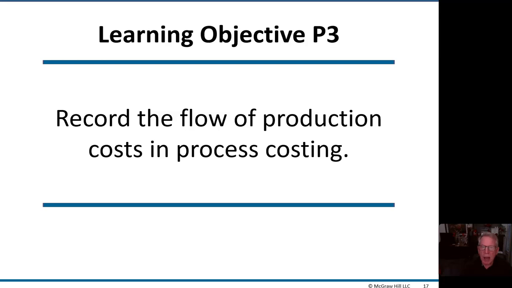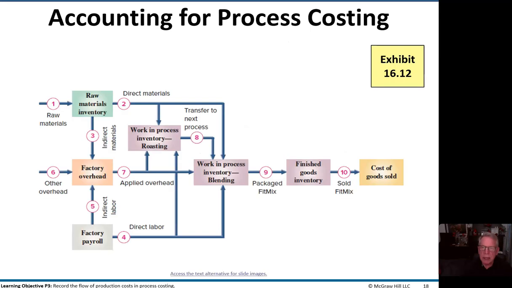Now, let's take a look at the flow of production costs in the process costing system. Here is an example. First of all, our raw materials. And as usual, our raw materials are going to go into the roasting department here, right? And we have some indirect materials that are going into factory overhead. And of course, we have other overhead that's added to factory overhead. And we have indirect labor that's added to factory overhead.